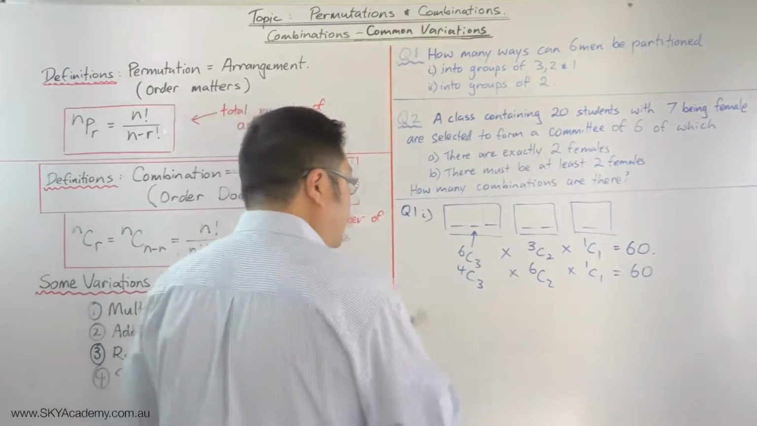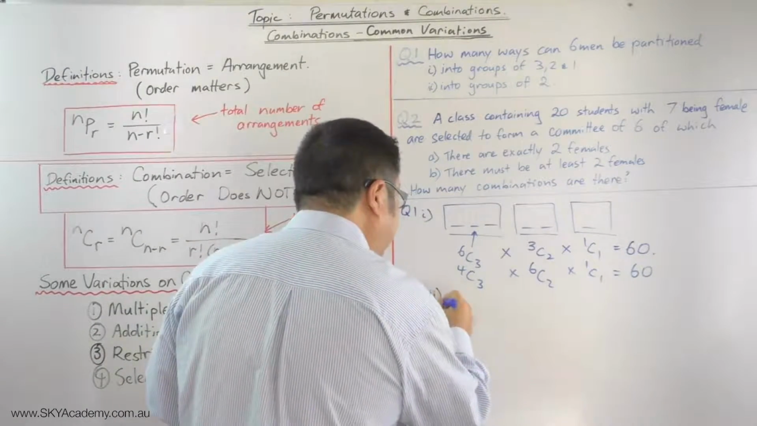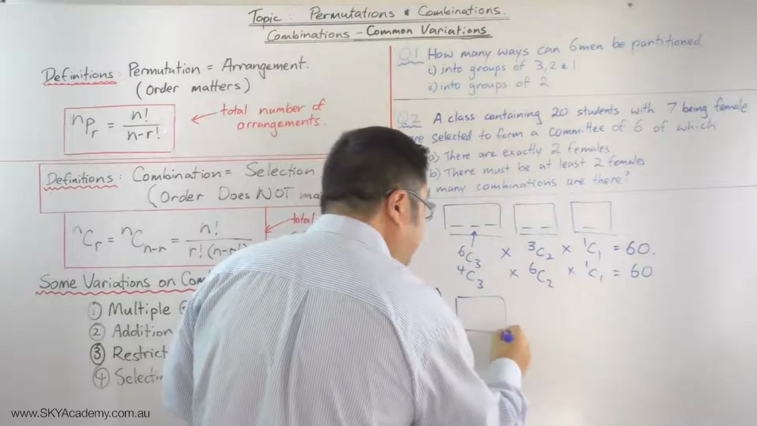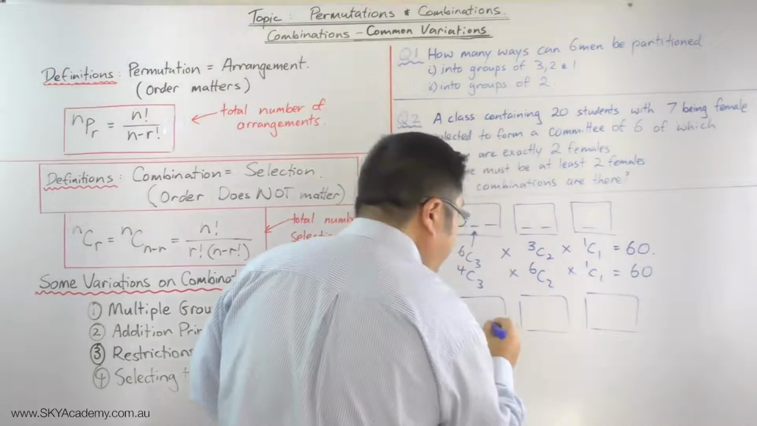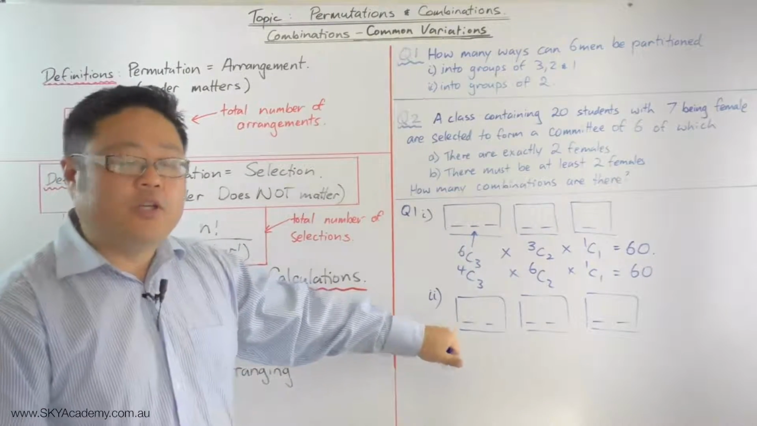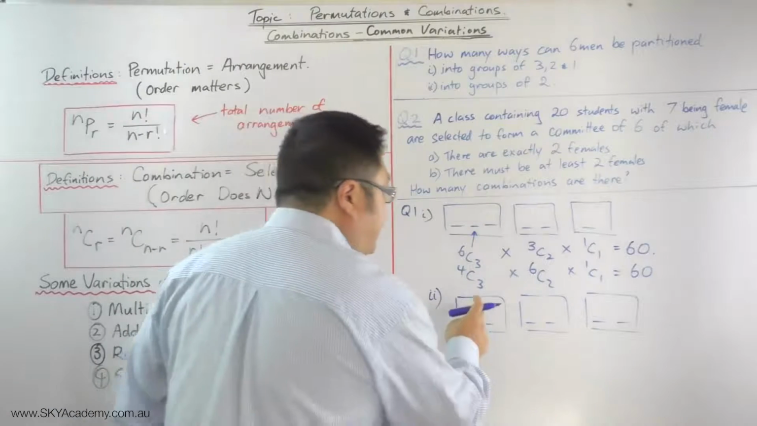So in this case, what we have is something different. You've got a group of 2 here, you've got a group of 2 here, and you've got a group of 2 there. Now, the way we approach it will be exactly the same, all right?